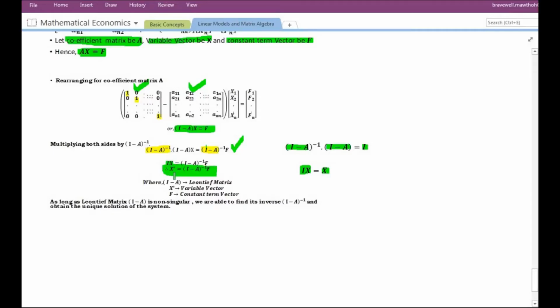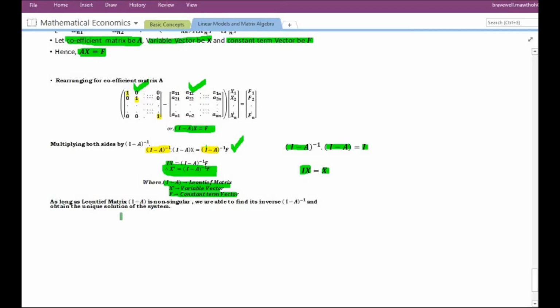Now, given the input requirements of the n number of industries in an economy and also the final demand for each of the outputs of the n industries in an economy, we will be able to find out the output level of each of the n industries in an economy. Now I minus A is the Leontief matrix, X is the variable vector or output vector, and F is the constant term vector or the final demand vector.